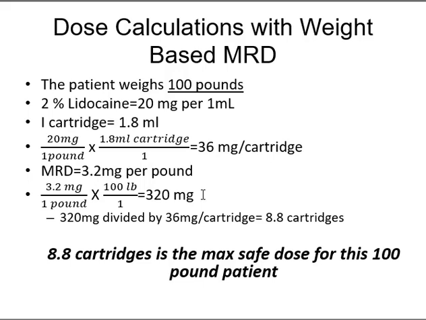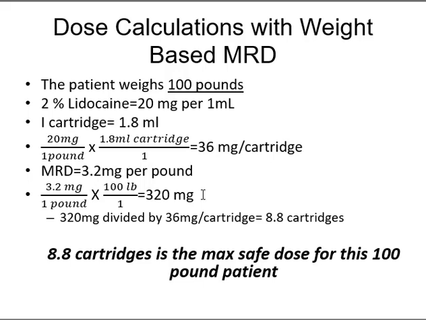So if you see someone, and we'll say like 100 pounds, if they're below 155, you're almost always using the weight-based MRD. So for this 100-pound person, 320 milligrams is the total amount of lidocaine that they can receive in one appointment safely. We know there are 36 milligrams in each cartridge, and that comes up to 8.8 cartridges. So 8.8 cartridges is the maximum safe dose for this 100-pound patient.